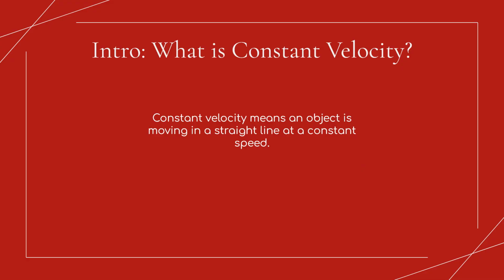Constant velocity is an idea in physics that basically means that an object is moving, usually in a straight line, at a constant speed, and it has no net forces acting on it. Since it's moving at a constant speed, it's not accelerating, it's not decelerating. So net force is zero, it's moving constantly.